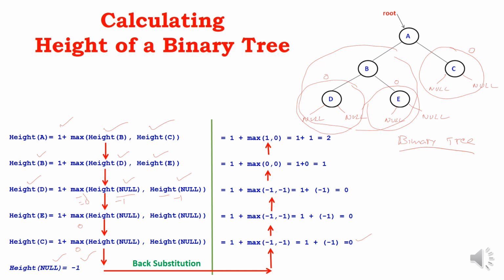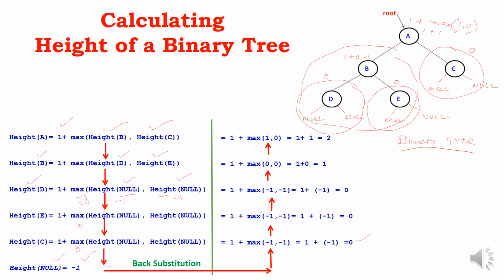Then what is height of B? 1 plus maximum of 0 comma 0, it will be 1. 1 plus 0 is 1. Here height of C is 0. Then height of A is 1 plus maximum of height of left subtree comma height of right subtree. Left subtree is B, right subtree is C. So height of B is 1. Height of C is 0. 1 plus maximum of height of B, which will be 1, comma height of C, which will be 0. Maximum of 1 comma 0 is 1.